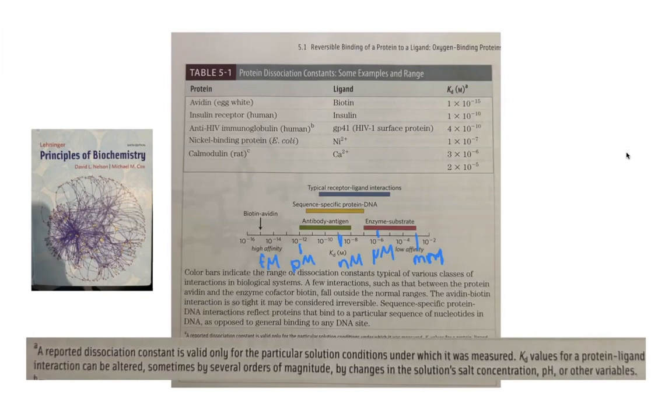And so you can see enzymes have micromolar range affinities typically. Antibody antigen, we're talking about picomolar, really strong ones to nanomolars. Typical receptor ligands, we're dealing with nanomolar to micromolar. So these are some of the common kind of ranges that you're going to see.